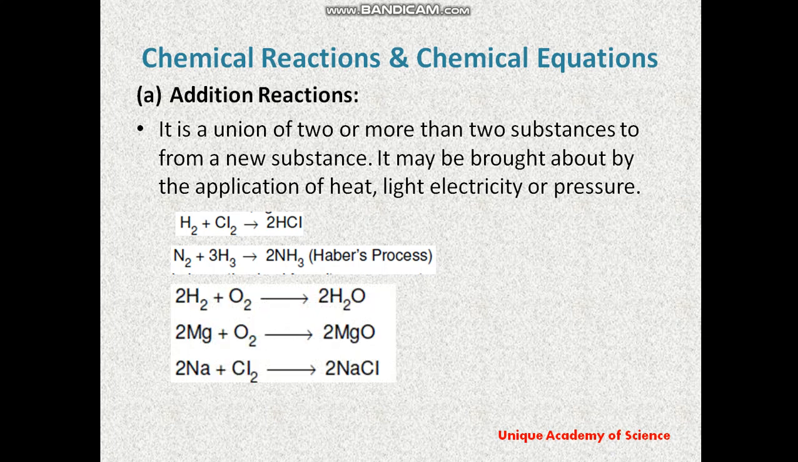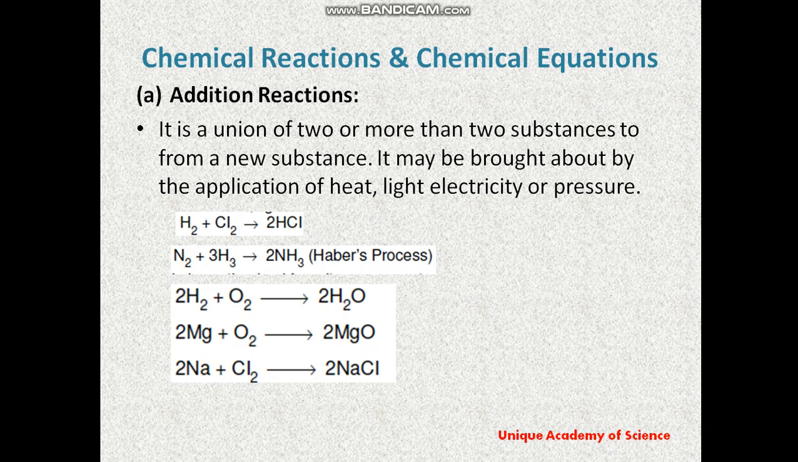Another example, hydrogen and oxygen are also combined and make water. Magnesium and oxygen are also combined and make magnesium oxide. Sodium and chlorine are also mixed up and make sodium chloride, meaning common salt. So this is the example of addition reaction in which we take two or more substances and it makes only one single new substance.